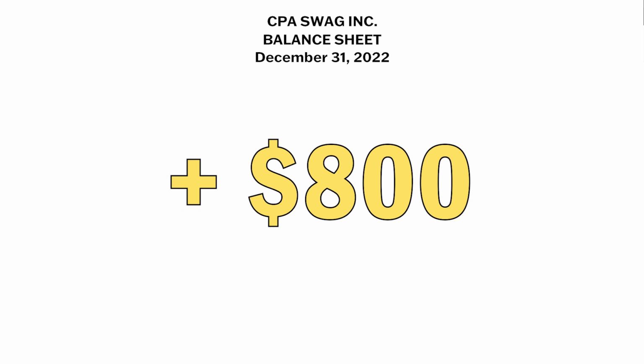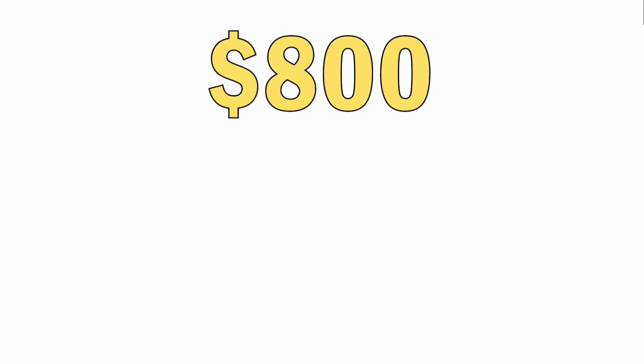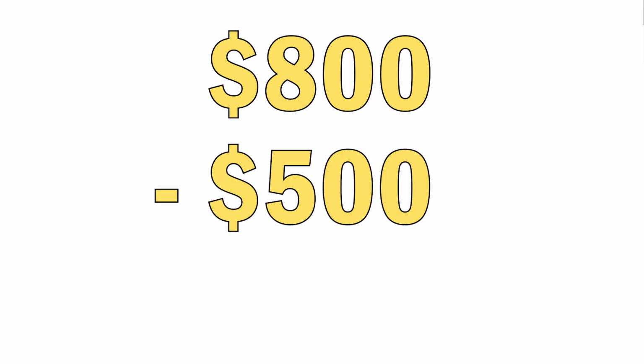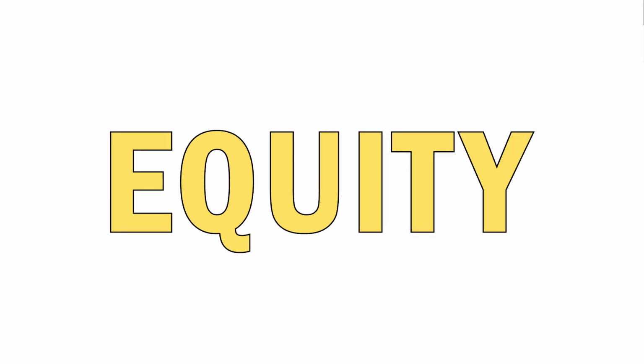Let's say we did a great job marketing the CPA Swag company and we sold all of the inventory we had on hand, all of the t-shirts, for $800. We will now need to record the sale of inventory that we have on hand. We will first reduce all of the inventory we have on hand by $500. As we sold all the inventory we had on credit to customers, we will also increase assets via accounts receivable by $800. The difference between our sales price, $800, and the cost of inventory, $500, leaves us with $300 of gross profit, which ends up in equity.